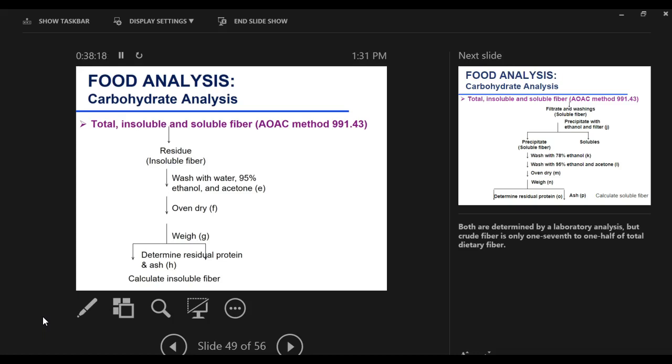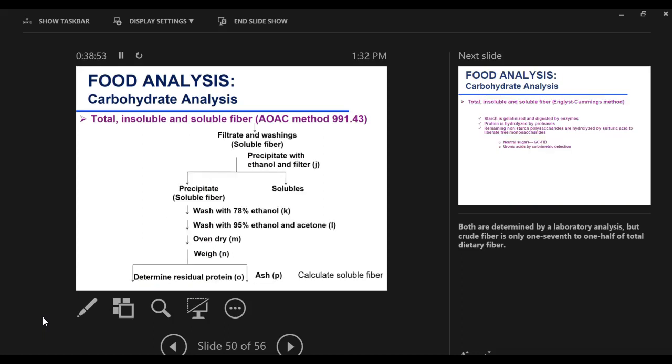I filter that. I wash with water and ethanol and acetone to wash any residual solubles. I dry, weigh it, and then measure ash and protein in that mass that I've obtained. Again, to correct for any residual protein and ash in my sample. Then I subtract the amount of residual protein and ash from whatever mass I obtain, and I get the insoluble fiber.